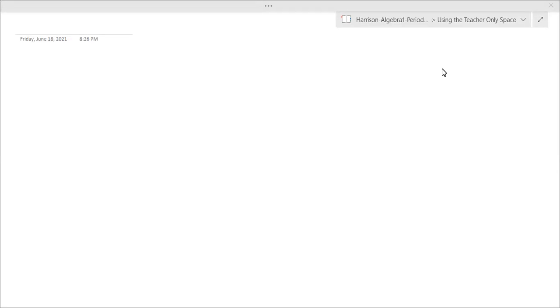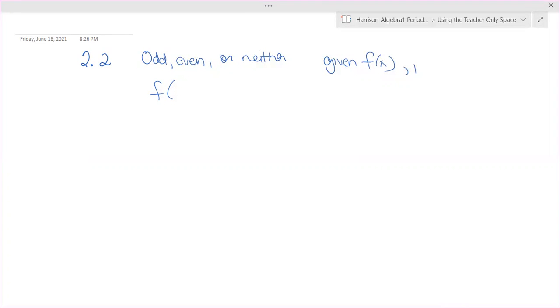Hello, everybody. I'm going to talk a little bit about a topic from section 2.2, which is deciding if a function is odd, even, or neither. So let's start with the explanation of what we're doing. If we are given some function f of x, what we want to do is substitute. We're going to plug in the opposite of x and then evaluate it.